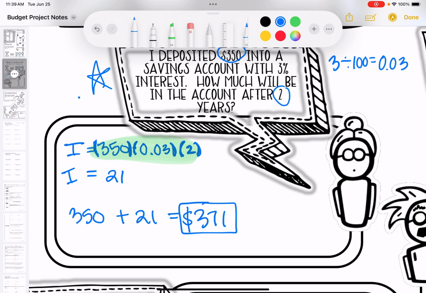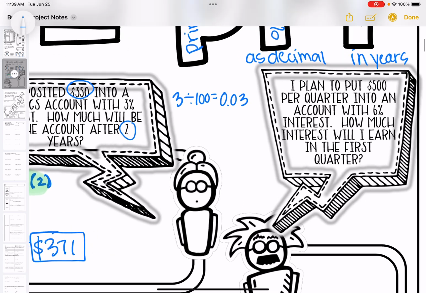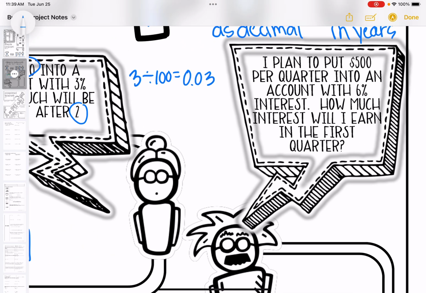All right, let's look at the next question. I plan to put $500 per quarter into an account with a 6% interest. How much interest will I earn in the first quarter? All right, so a quarter of a year, that would be 0.25.